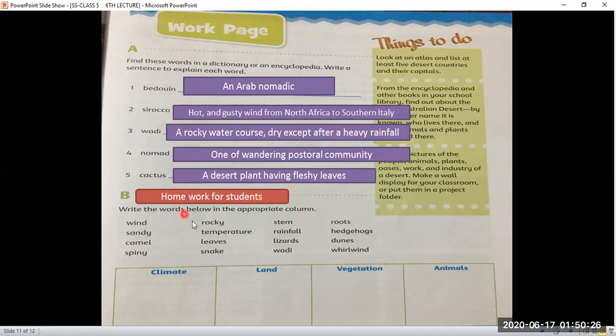So exercise B I am giving you for your homework. You can write the words below in the appropriate columns. Here are different columns. You will choose these different words and where they belong. So this is your homework.